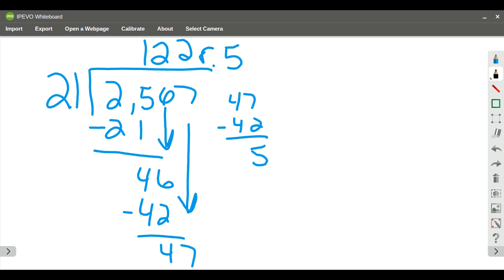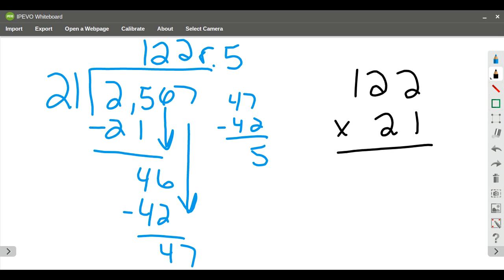I'm going to go ahead and do my check. So I'm going to do 122. I'm going to multiply that by 21. 2 times 1 is going to be 2. 2 times 1 is going to be 2. 1 times 1 is going to be 1. Put down my placeholder. 2 times 2 is going to be 4. 2 times 2 is going to be 4. 2 times 1 is going to be 2.